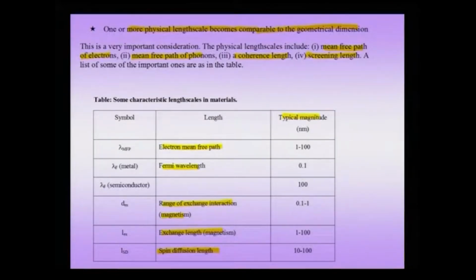For instance, the electron mean free path typically varies between 1 and 100 nanometers, and the Fermi wavelength is a much smaller number numerically. In semiconductors, of course, the Fermi wavelength could be larger. In the case of exchange interaction, it can range from 0.1 to 1 nanometers. In the case of exchange length in magnetism, it can have a wide range from 1 to 100 nanometers.